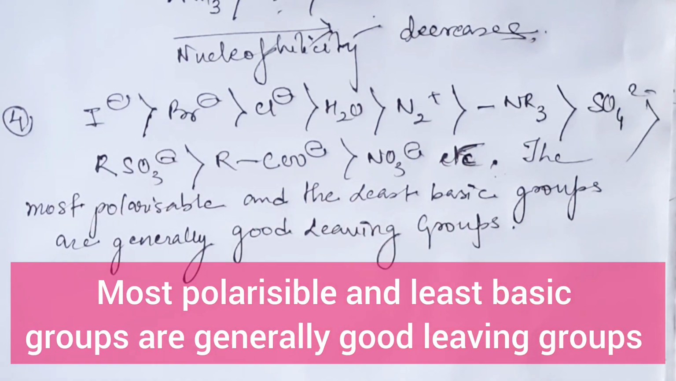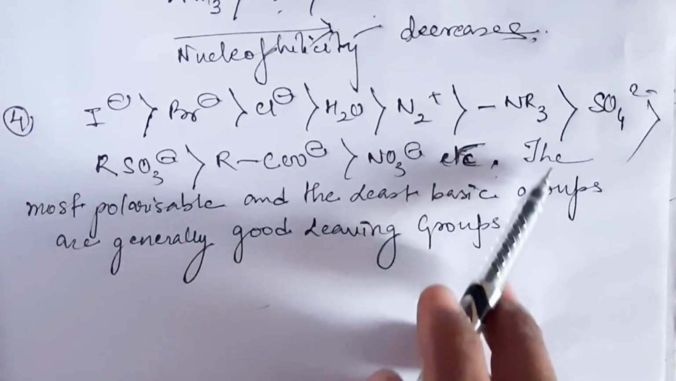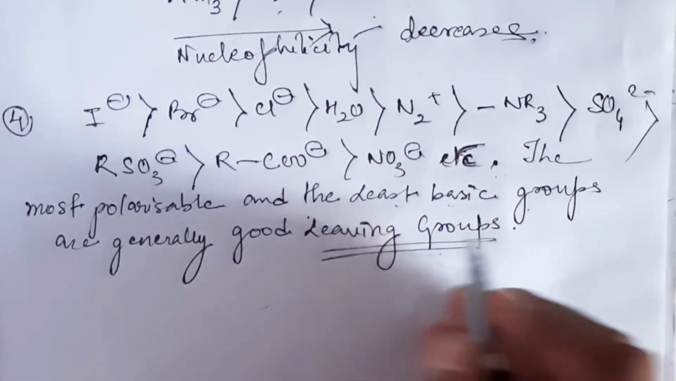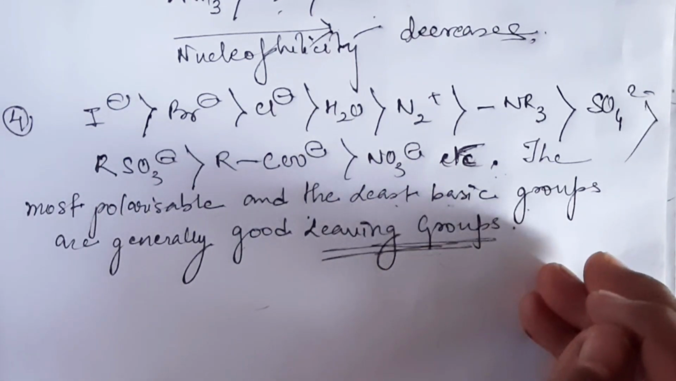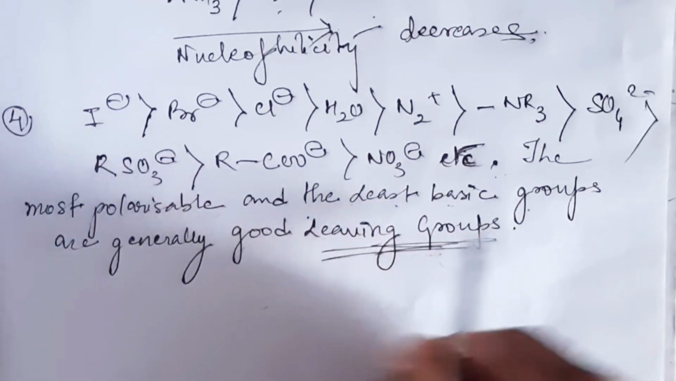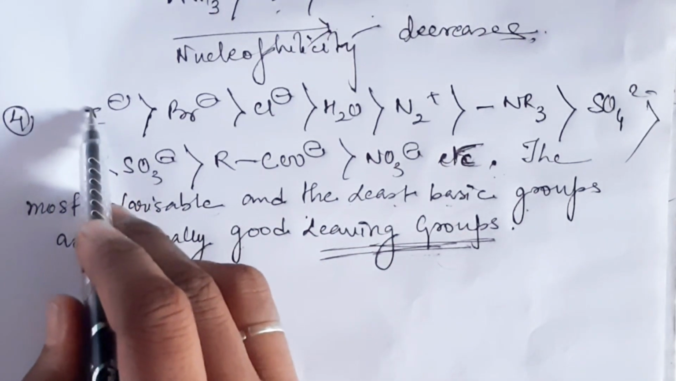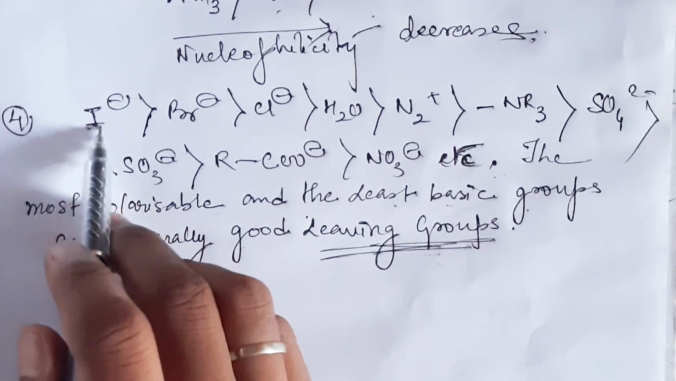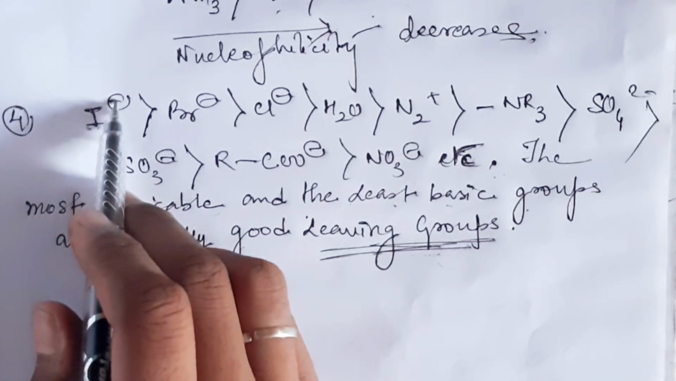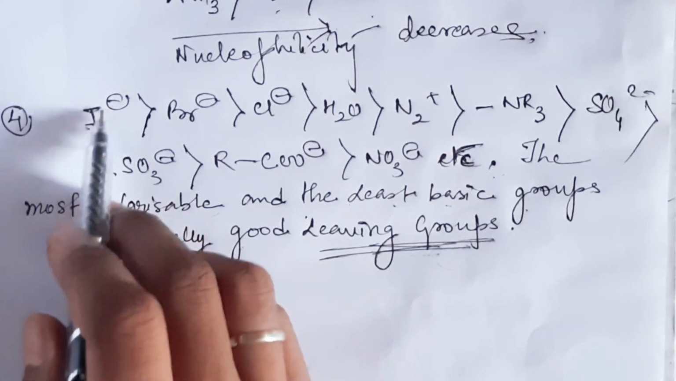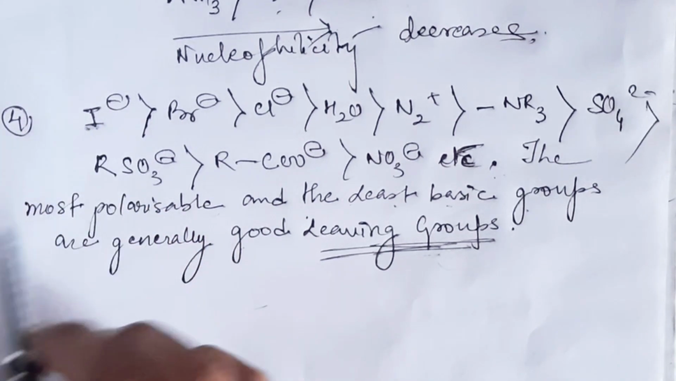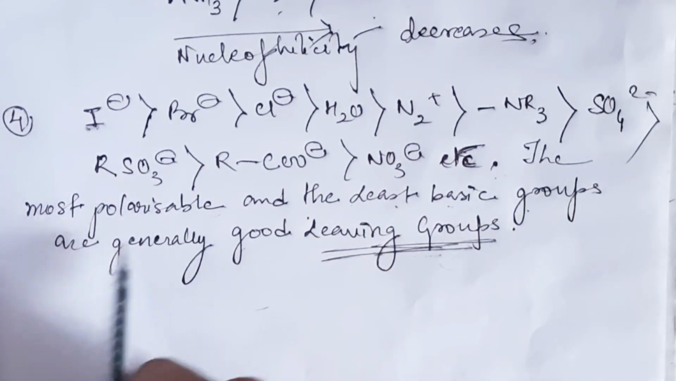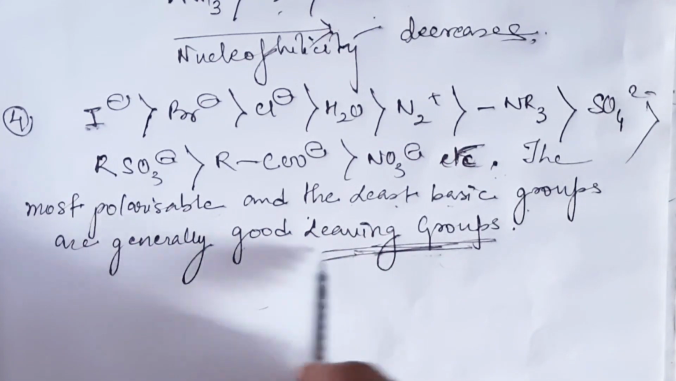Now see, in this case, the most polarizable and the least basic groups are generally good leaving groups. Leaving groups means they will easily leave the molecule to form another molecule. Why will I minus leave? Because as we go down the group it is a bigger ion, so the polarizability is more, and also the tendency of electron giving is very low, so it is very less basic. That means it is not willing to give electrons easily. It is more polarizable and not trying to give electrons, and hence they are generally good leaving groups.